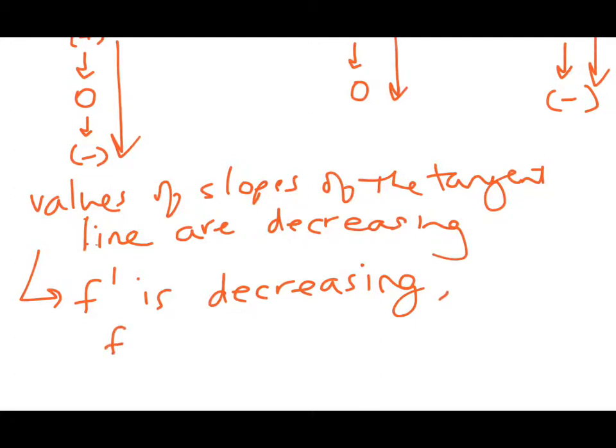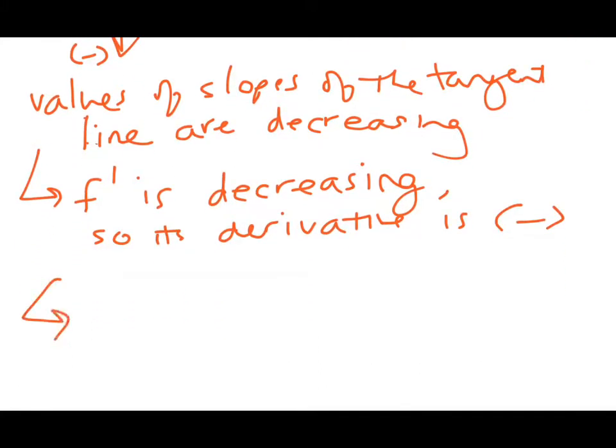We're going to call F prime's derivative F double prime. Hang on, so its derivative is negative. Does that make sense? F prime is decreasing means that F double prime is negative. Okay, and this is when my graph was concave down.